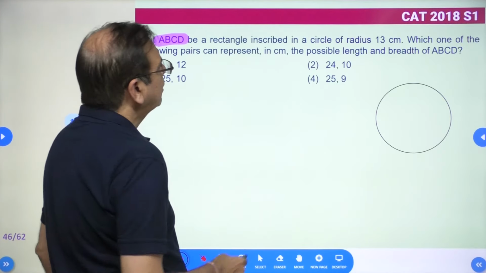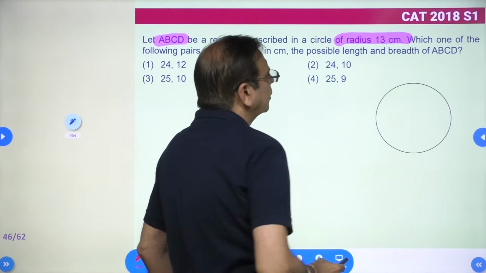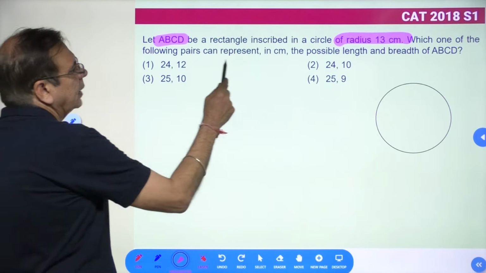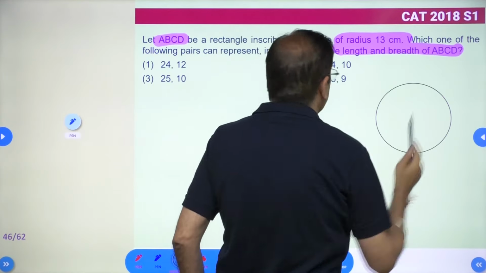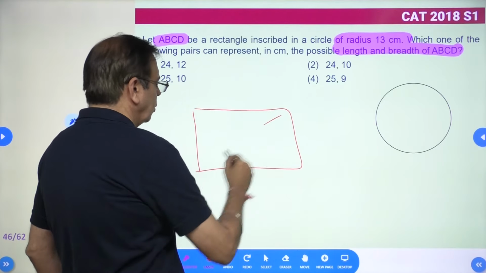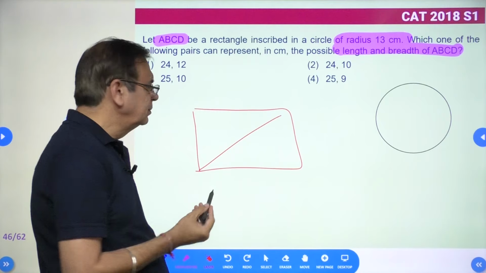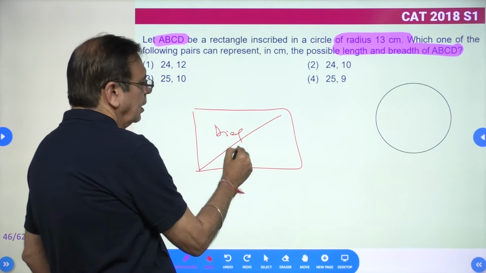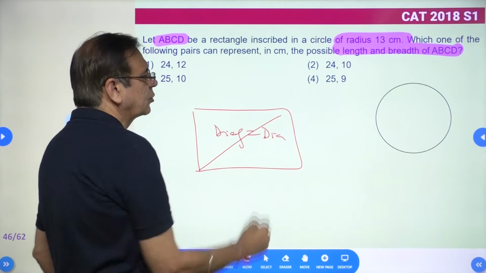ABCD is a rectangle inscribed in the circle of radius 13 centimeters. Which of the following pairs can represent the possible length and breadth of ABCD? ABCD भैया rectangle है, so diameter will be equal to the diagonal. So diagonal equals the diameter of the circle.